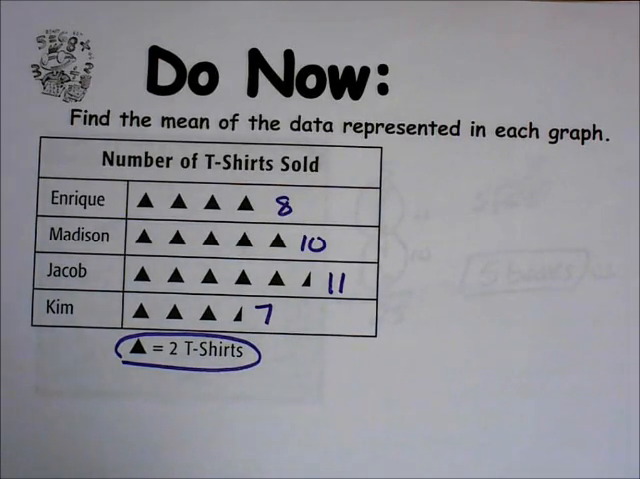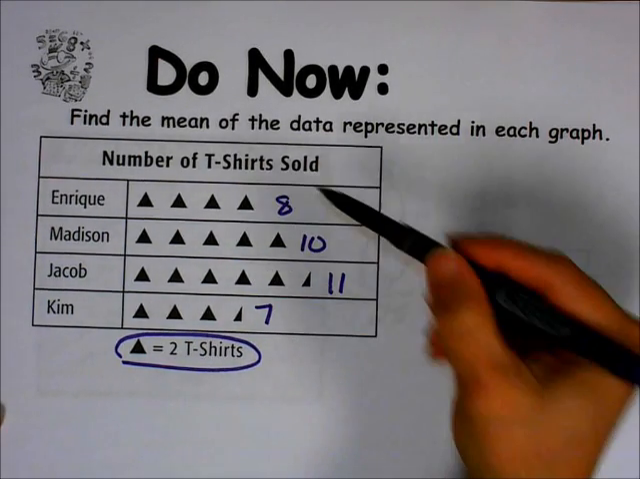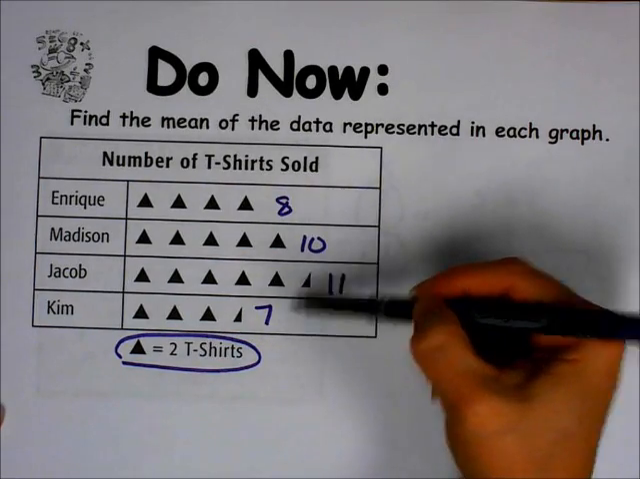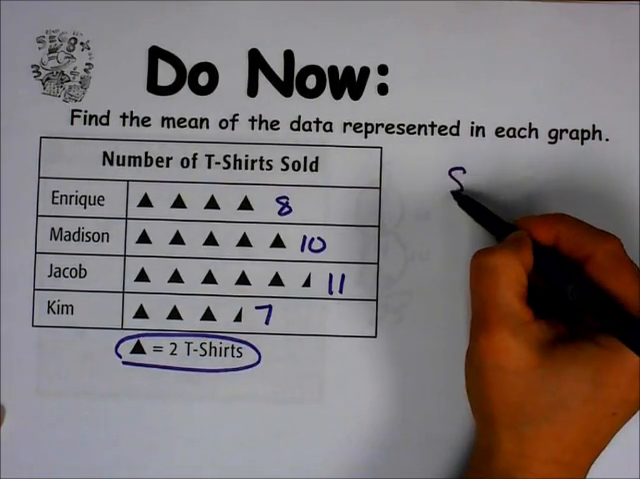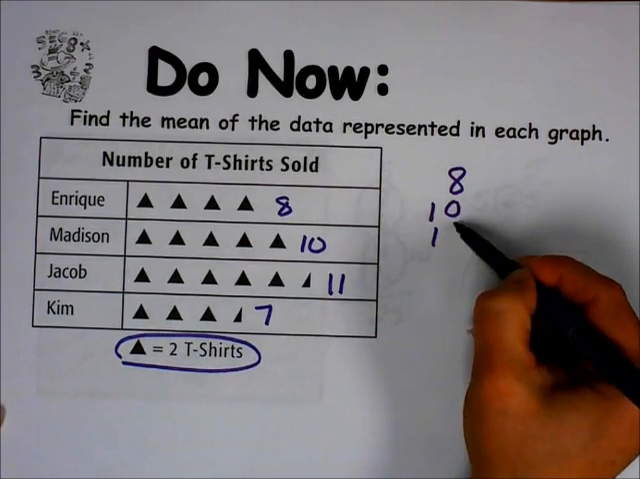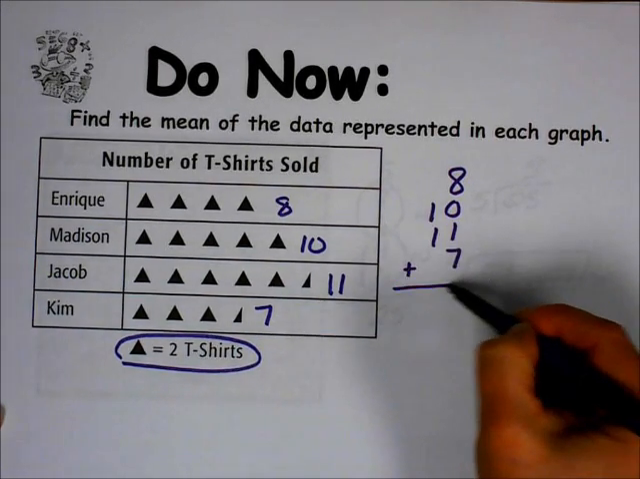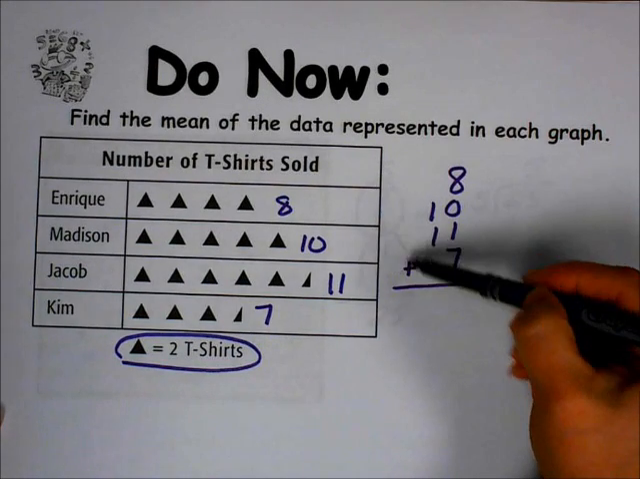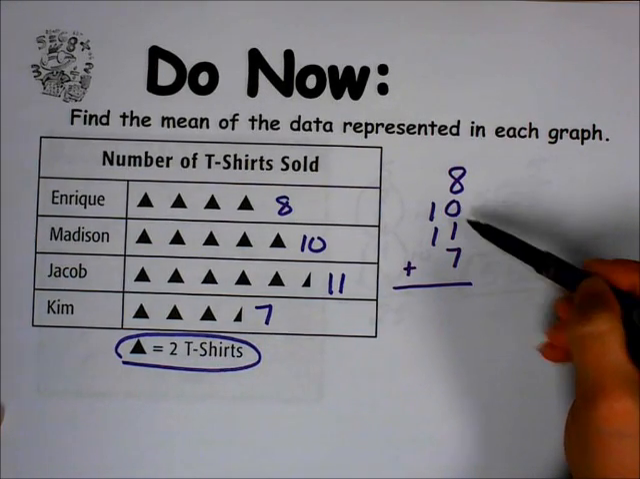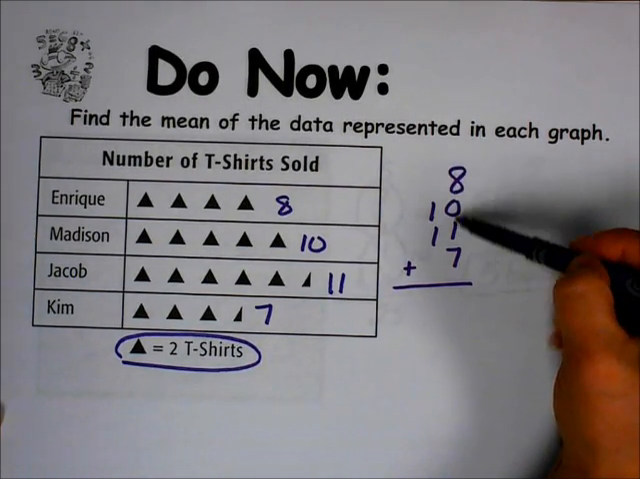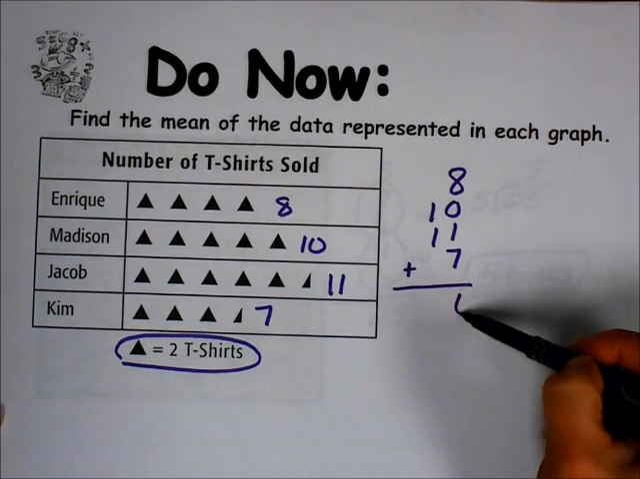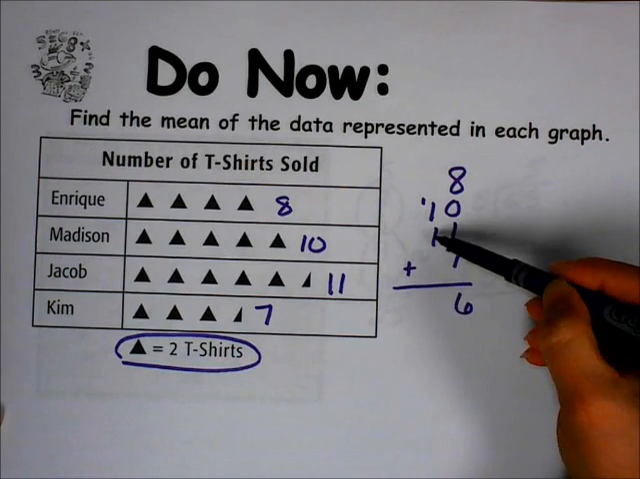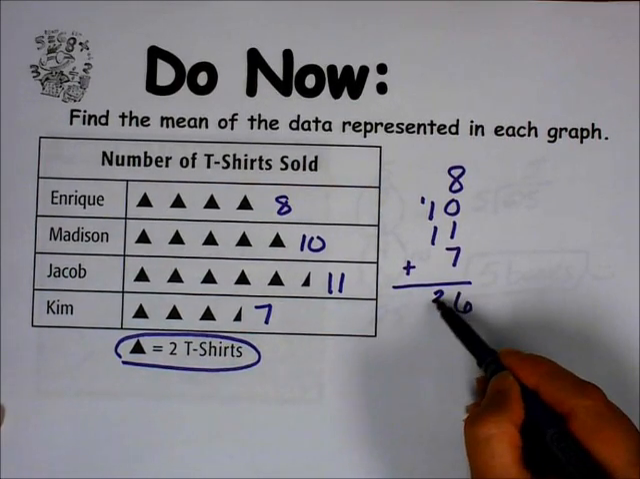So now we need to find the average, and we're going to do that by adding everybody's number of t-shirts sold and then dividing by the 4 people. So 8 plus 10 plus 11 plus 7. I don't see anything that will give me a multiple of 10 other than 10, but I do know that 7 and 1 gives me 8, and then I have doubles. So 8 and 8 is 16. Carry the 1. 1 plus 1 plus 1 is 3.